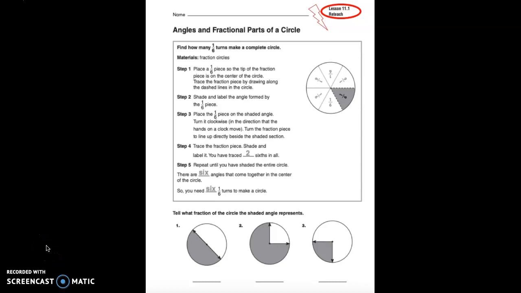Hi everyone, today we're going to be working on 11.1, angles and fractional parts of a circle.